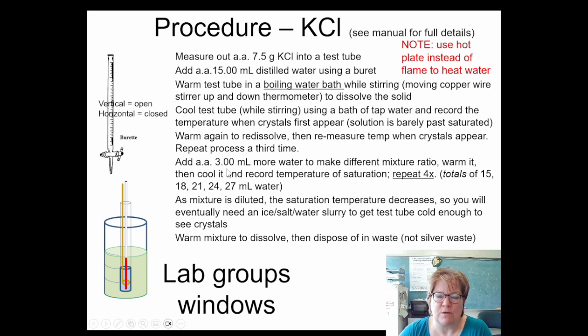So you'll add another 3 milliliters-ish with the burette, again, recording all your values, and then repeat the whole process. In general, your 7.5 grams of KCl should end up being mixed with first 15 milliliters, then 18, then 21, then 24, then 27. We're adding 3 milliliters each time. And again, it doesn't have to be exactly those numbers. You need to know how much you added each time so we can calculate those ratios. But those ratios will work very good in this lab. That's why we've chosen them.